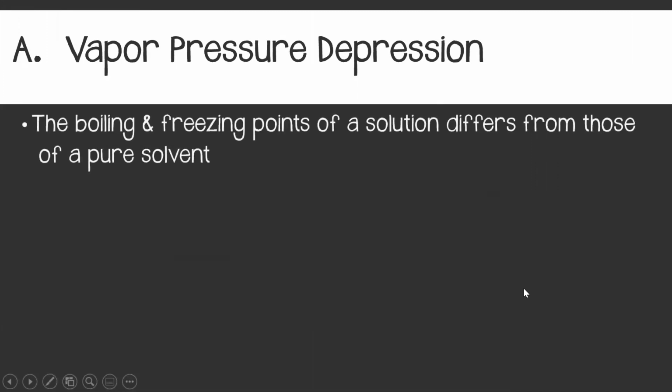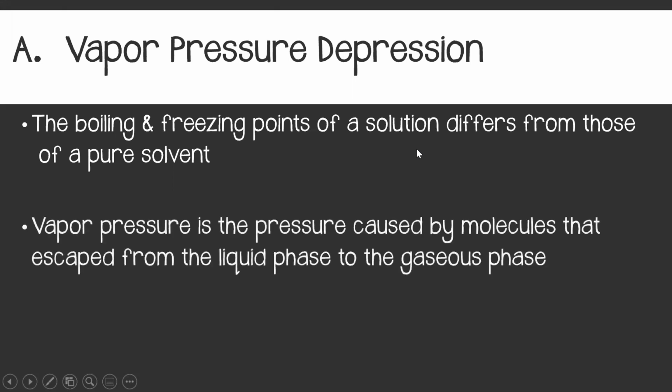So the first one I want to talk about is the colligative property vapor pressure depression. You have to understand that the boiling point and freezing point of a solution is going to be different from the pure solvent. A pure solvent would be like water, and a solution would be like sugar or salt water, something dissolved in that water. So the boiling and freezing point of pure water is different than the boiling and freezing point of sugar or salt water, because there is something dissolved in the water.